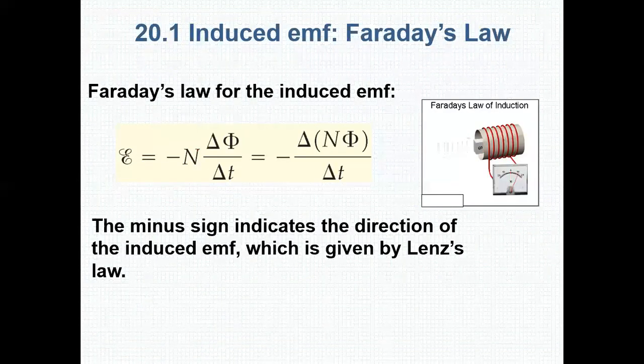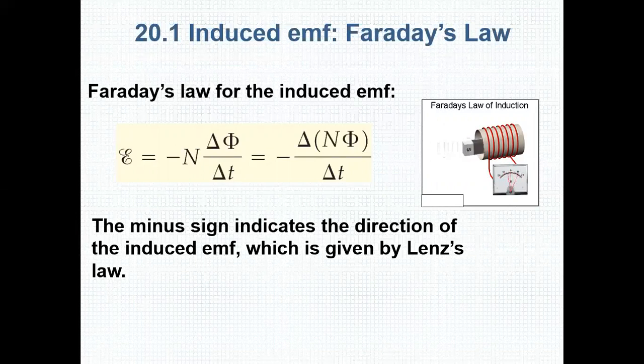Okay, so based on these discussions, we can now define Faraday's law of induction. The EMF, denoted by E, is proportional to the number of turns of the loop and the rate of change of flux. So the induced EMF will depend on two things. One is the number of turns in the coil, and the second is the rate of change of magnetic flux, phi.